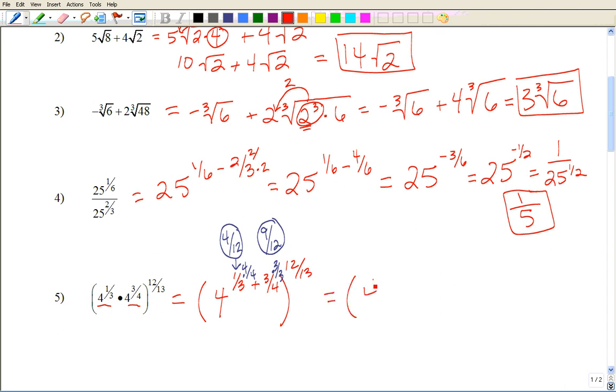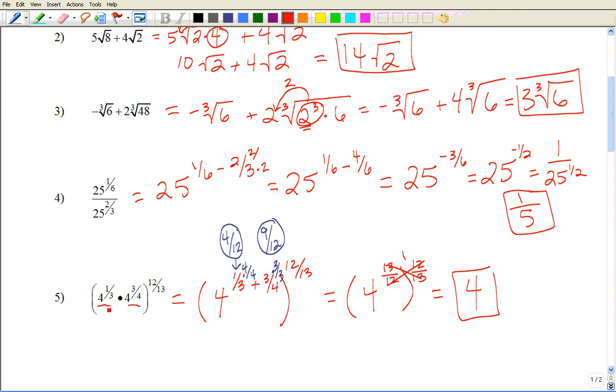So I have 4 to the power of 9 plus 4 is 13, and then that's all to the power of 12 over 13. But remember, when we have a power raised to a power, we multiply the exponents. Well, 13 over 12 times 12 over 13 is just 1. So that is equal to 4, and that's our simplified expression. Looks a lot better than what we started with.